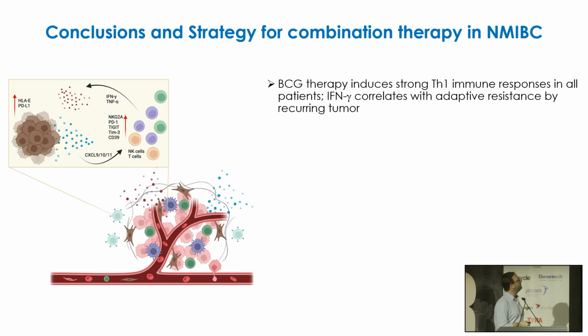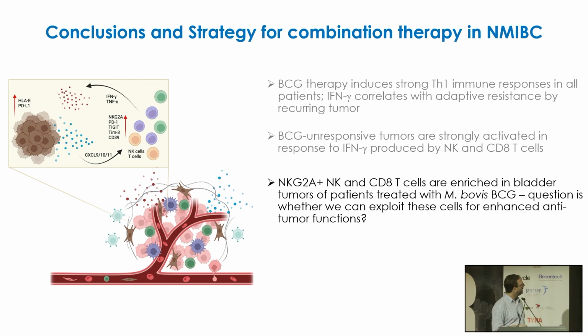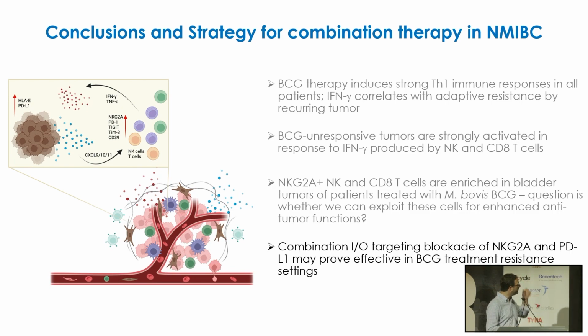Interferon gamma is correlating with adaptive resistance by the recurring tumors. This strongly correlates with activation response to interferon gamma produced by NK cells and CD8 T cells. And these cells are enriched in bladder tumors of patients treated with BCG. So the question is, we know that they're getting there, we know that they're not killing them, and this seems like a very strong dominant inhibitory axis. Does this allow us to exploit this for immunotherapeutic strategies?